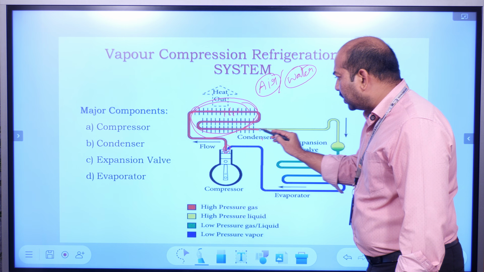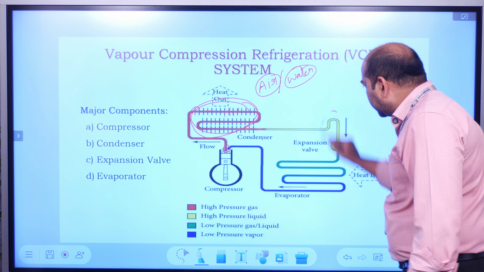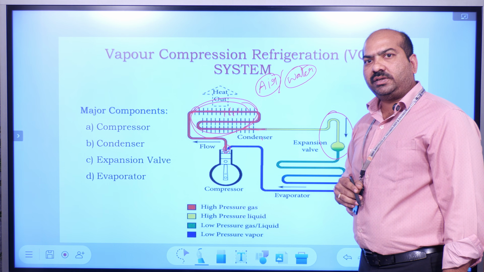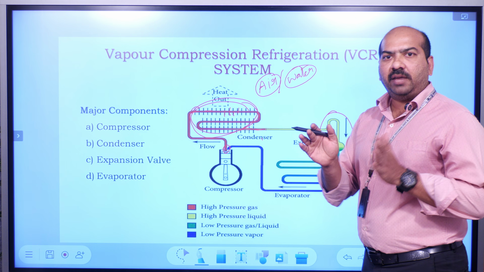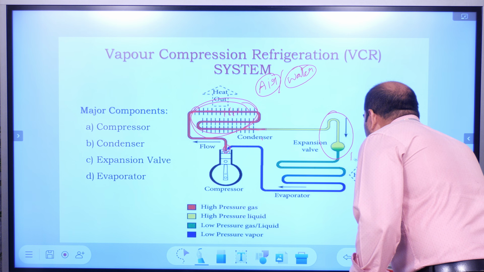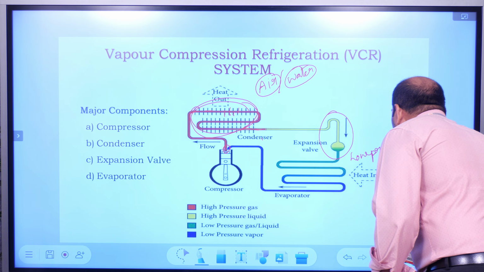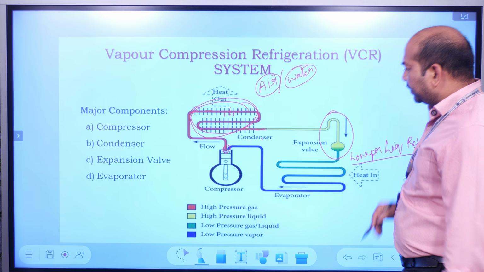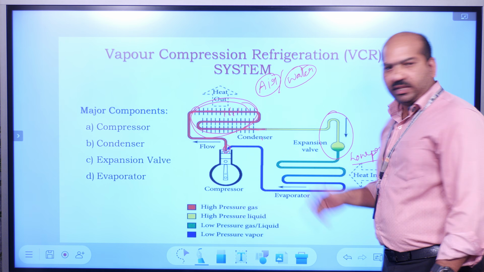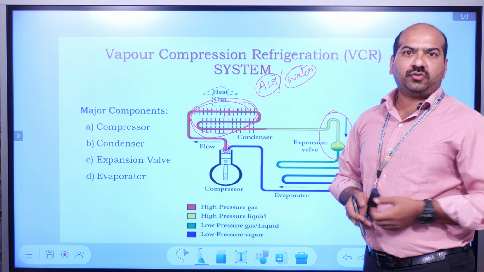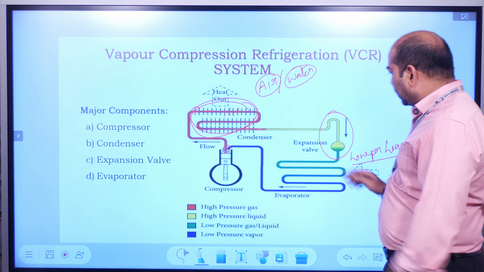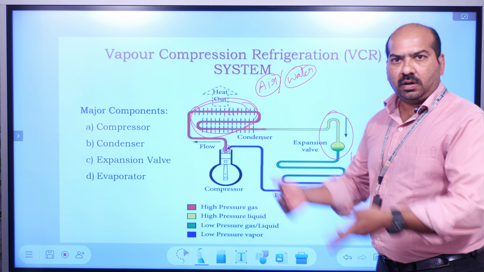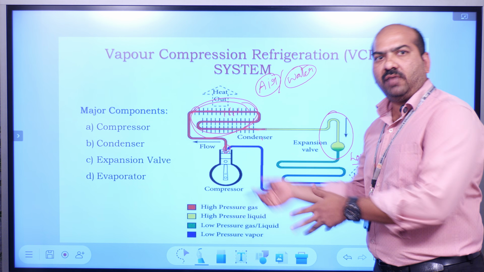That high pressure liquid refrigerant will later enter this expansion valve, where expansion will take place. During the expansion process, obviously the pressure will be reduced from high pressure to low pressure. Low pressure liquid refrigerant. That low pressure liquid refrigerant will enter the evaporator. Inside the evaporator, we usually keep different types of sources. So when this low pressure liquid refrigerant enters the evaporator, upon absorption of heat from the sources, the refrigerant will boil and evaporate and be converted into vapor.